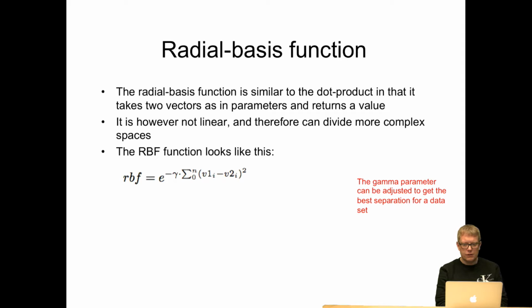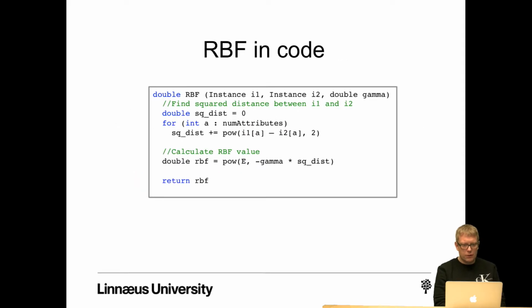The radial-basis function is similar to the dot product in that it takes two vectors as parameters and returns a value. It's however not linear and therefore can divide more complex spaces. And the RBF function looks like this. So e raised to minus gamma times the sum of the squared distance between the two vectors. And if we look at the RBF in code, we first find the squared distance between the instances I1 and I2, and then calculate the RBF value as e raised to minus gamma multiplied by the squared distance.